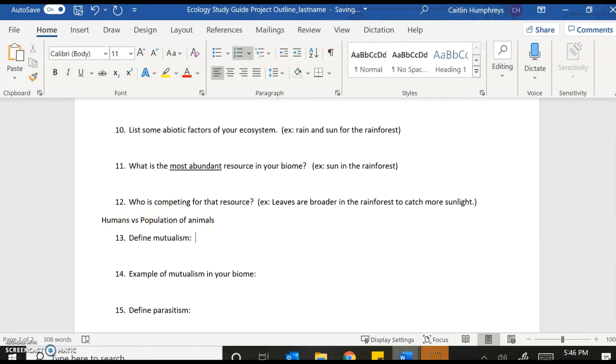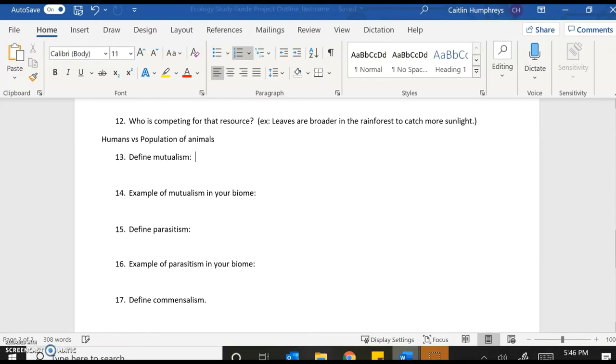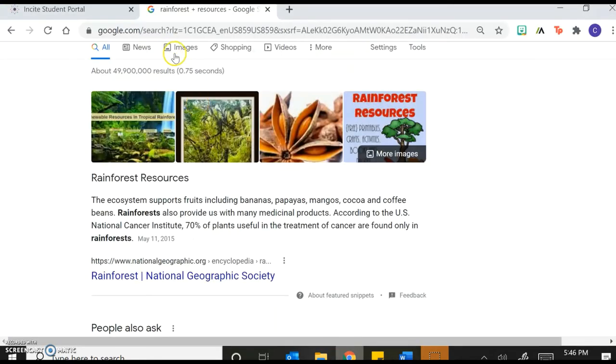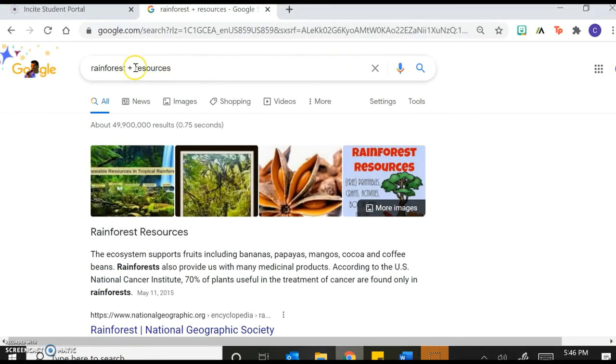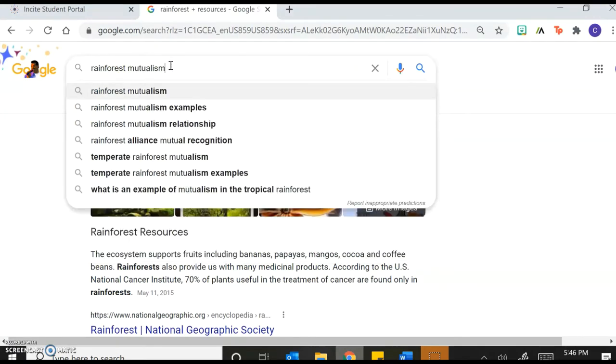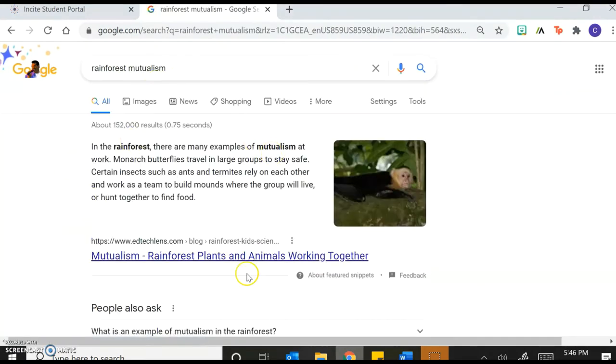Now, to find mutualism, again, this is a review, so I'm not going to type this out. It's where one benefits and the other also benefits. So here's how to find an example. You go rainforest plus, again, I know I'm so complicated, guys, mutualism. Boom, right here. So insects such as ants and termites rely on each other and they work to build mounds where the group will live and hunt for food together.